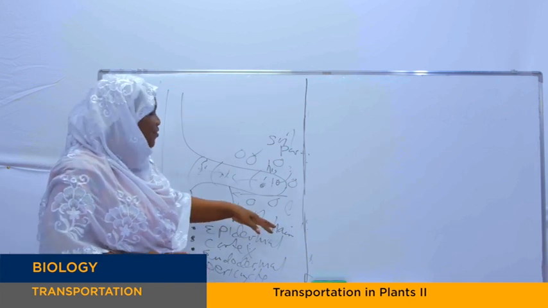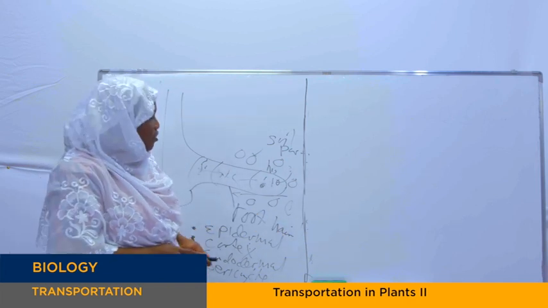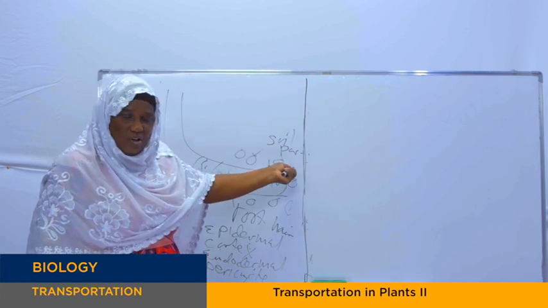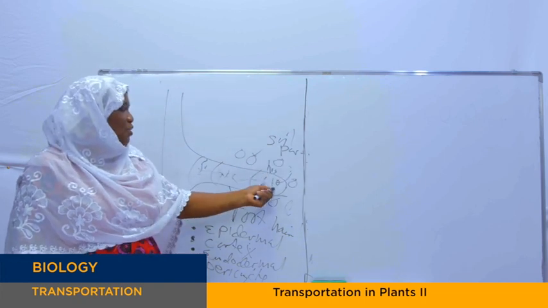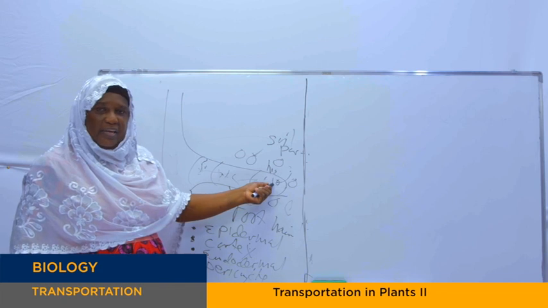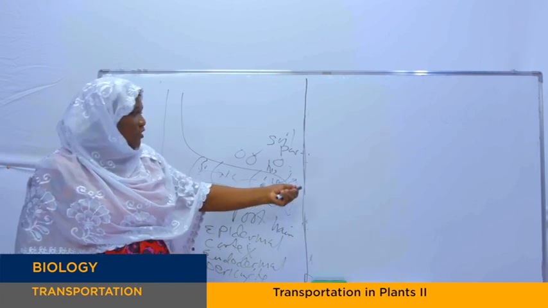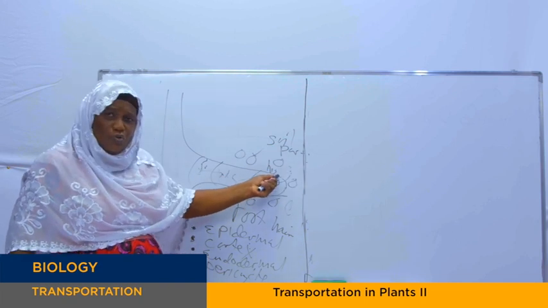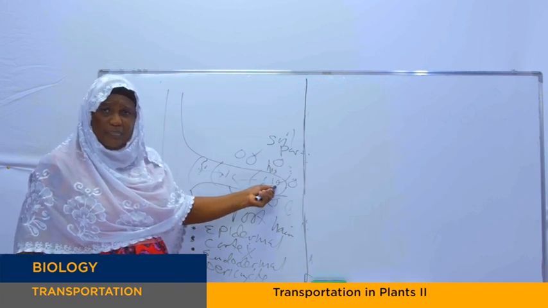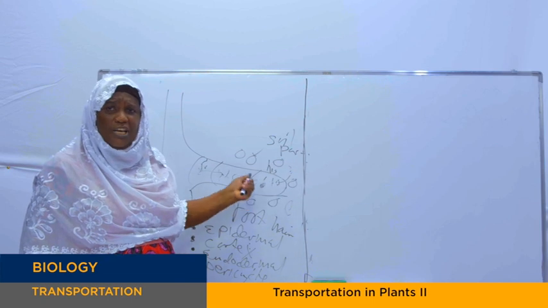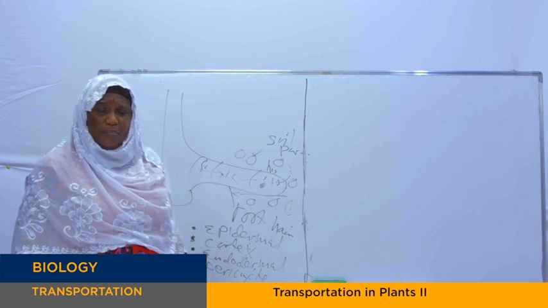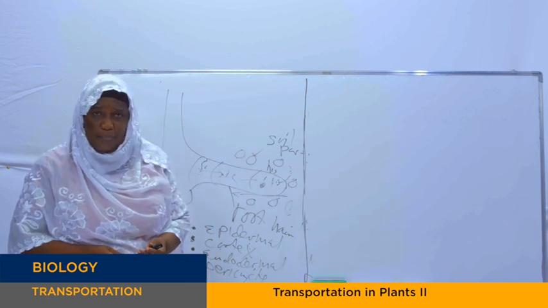And if concentration of dissolved materials is high in the soil compared to this cell, then simple diffusion will take place. Salts will diffuse to this cell, and the material will continue to move. I think you have understood.